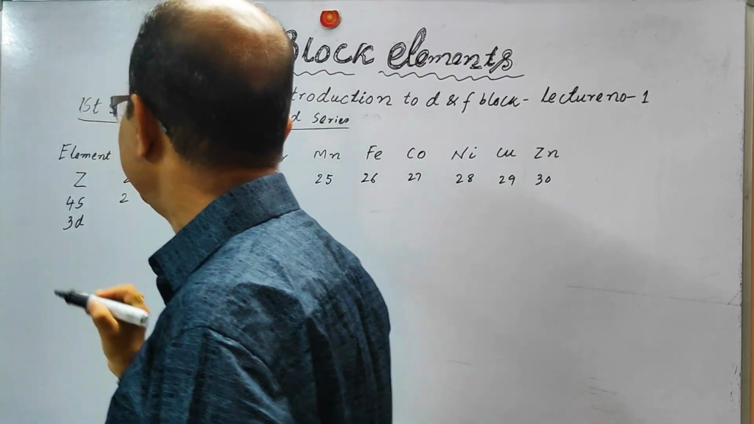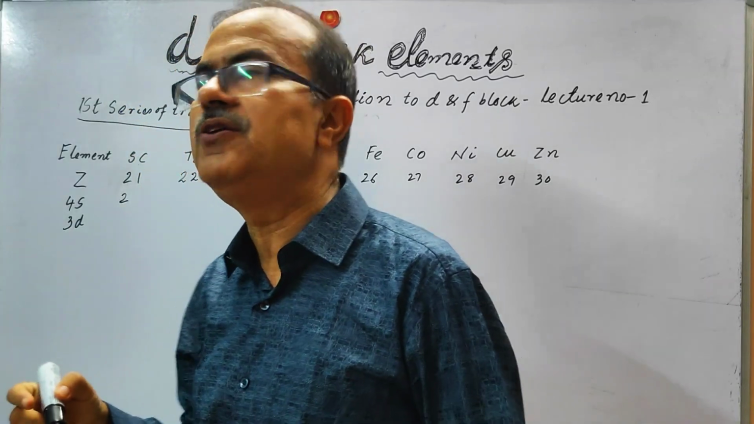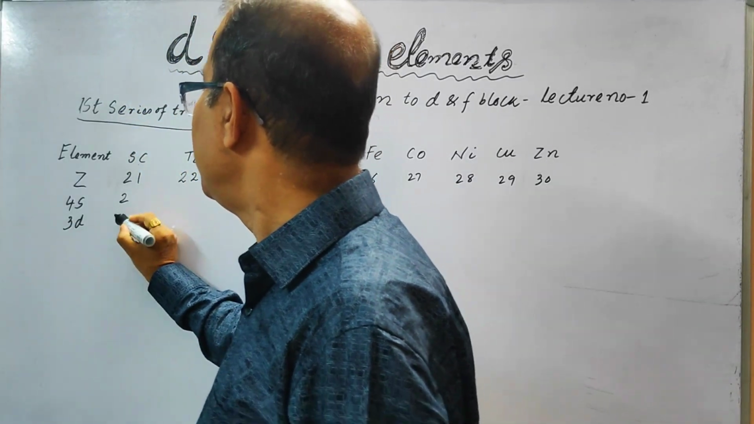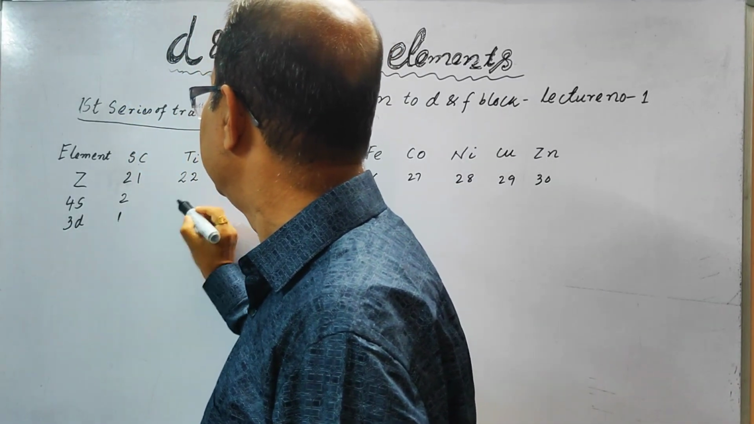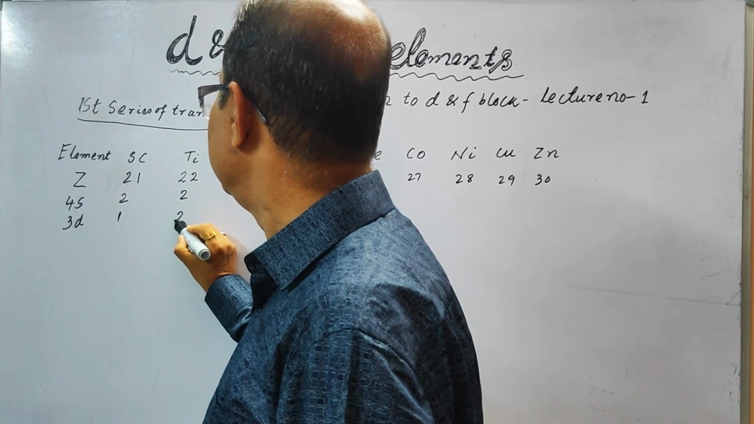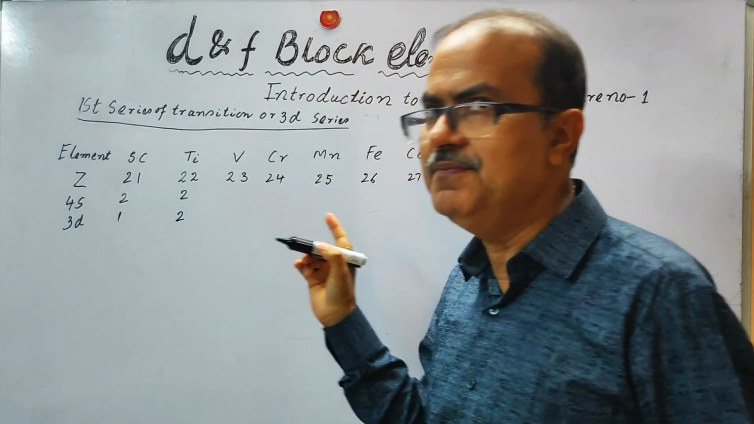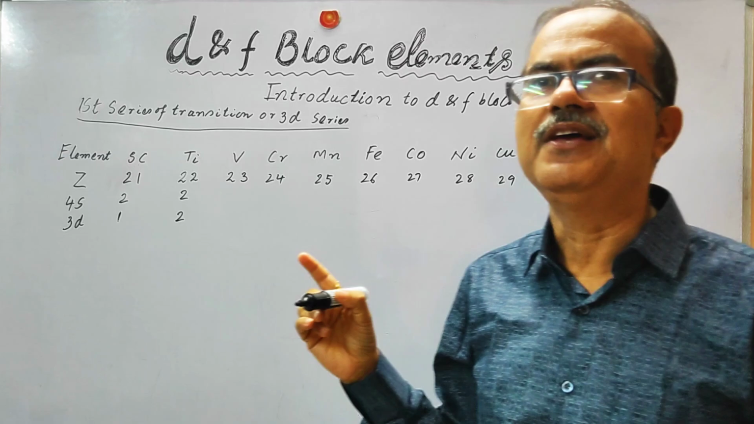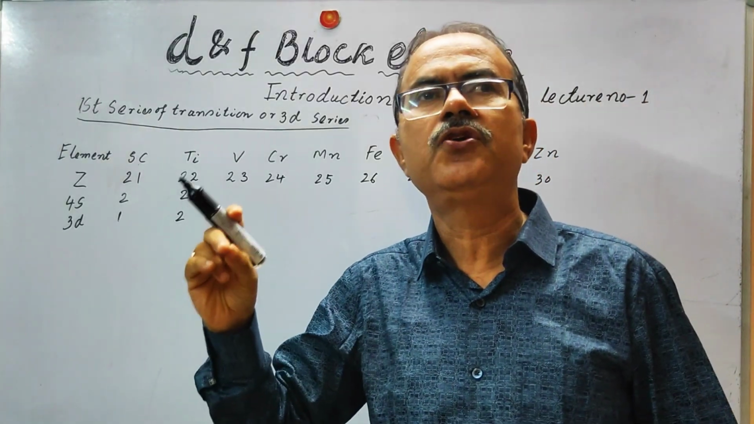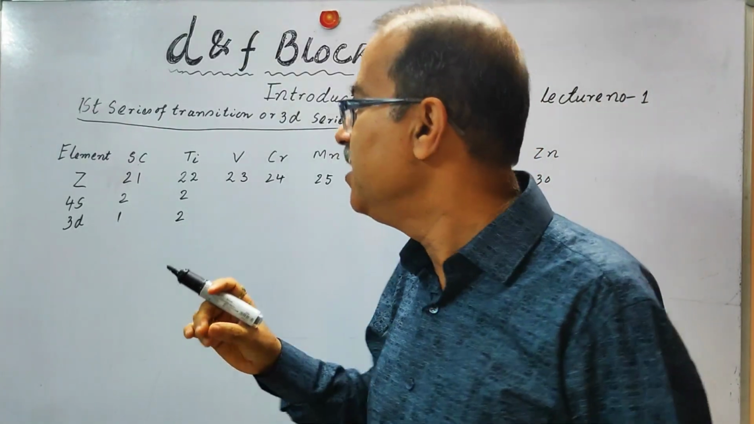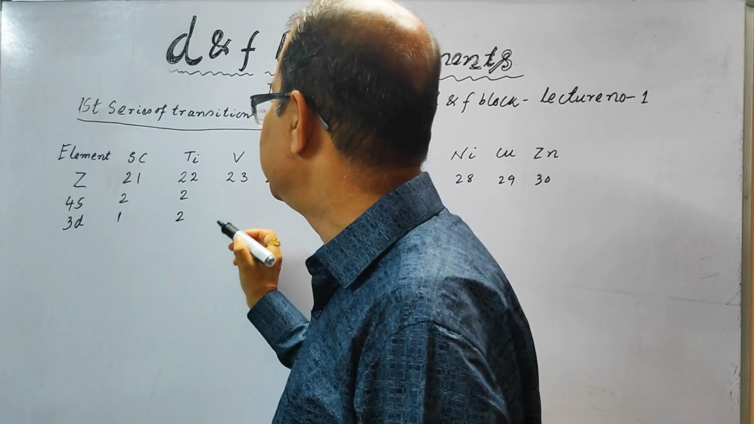Here you can see the 4s is already filled, that is why it will go on to fill the 3d orbitals, that is 2 and 1, 2, 2. Now this is basically the d-block element, the transition element. Here the electrons will be filled progressively in the d subshell.